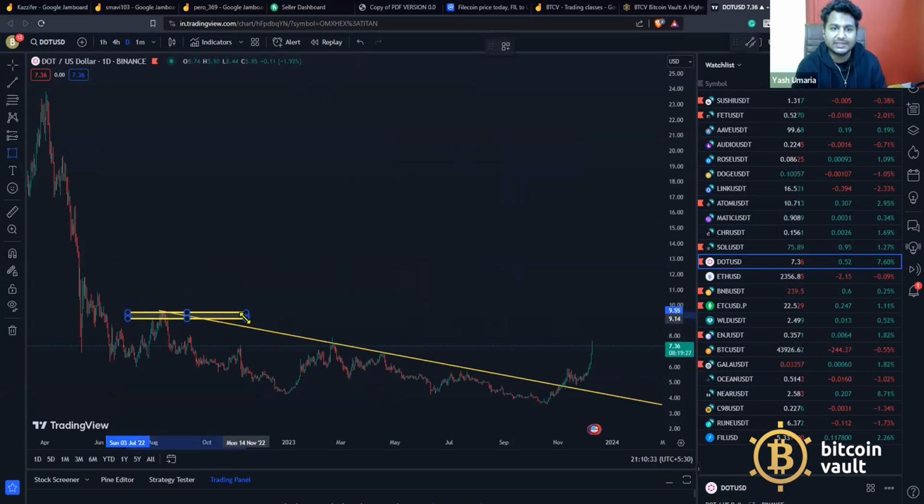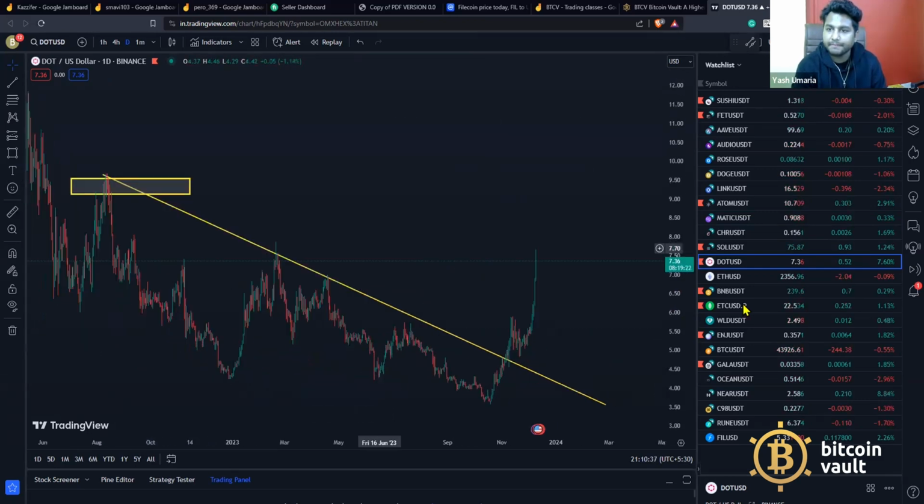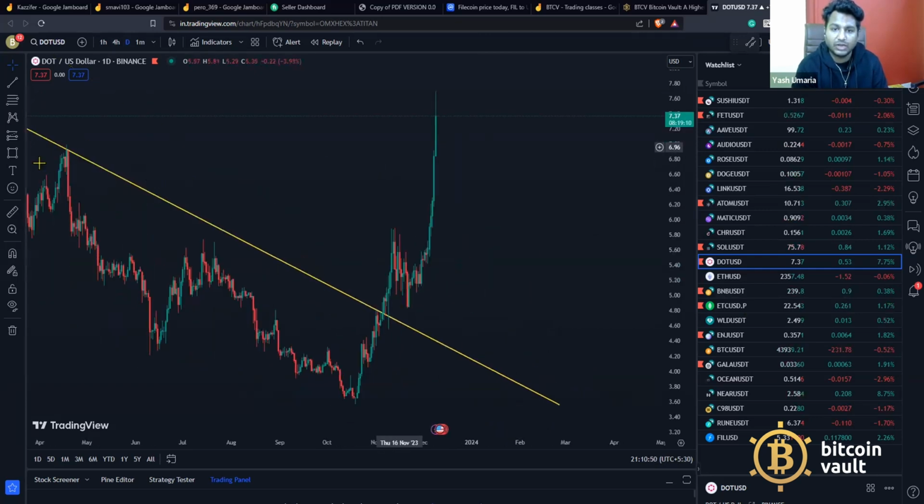We saw resistance. Why? Because of the psychological number. Okay, so make sure you understand this particular point: you will find support and resistance mostly at the psychological numbers. Support means where there are more buyers and the market is moving up from the support level.